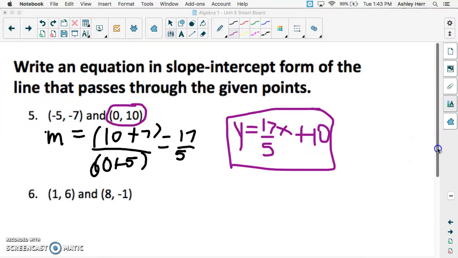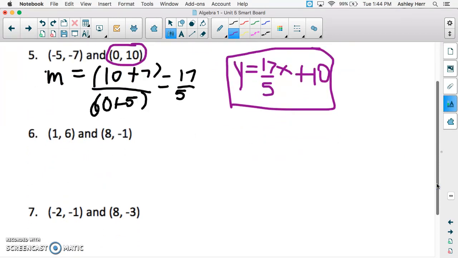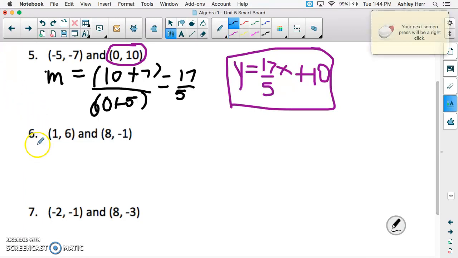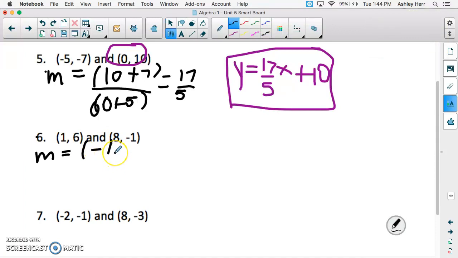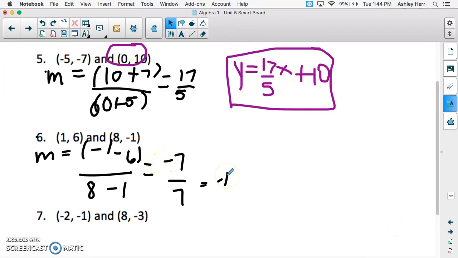So for number 6, I'm given 2 points. Remember, we want our answer in slope-intercept form, so I need to find my slope first, right? Okay, doing that, I have -1 minus 6 over 8 minus 1. Okay, so my slope is negative 7 over 7, which is just negative 1, right?